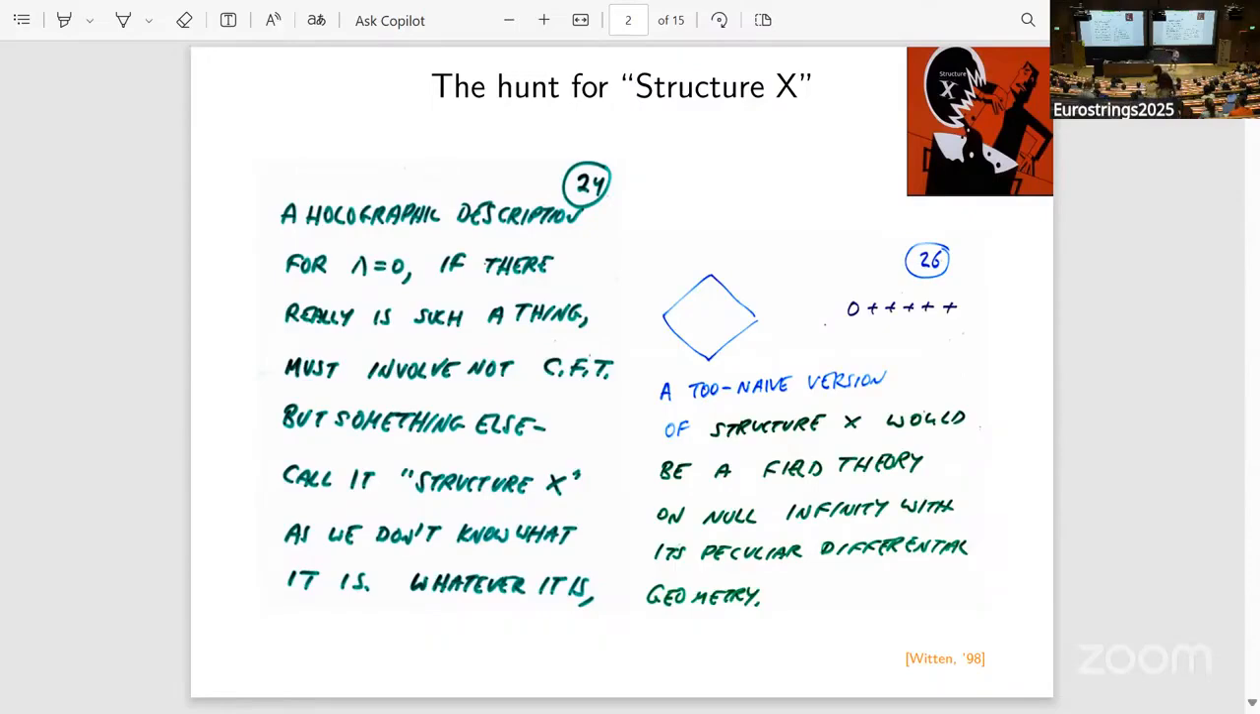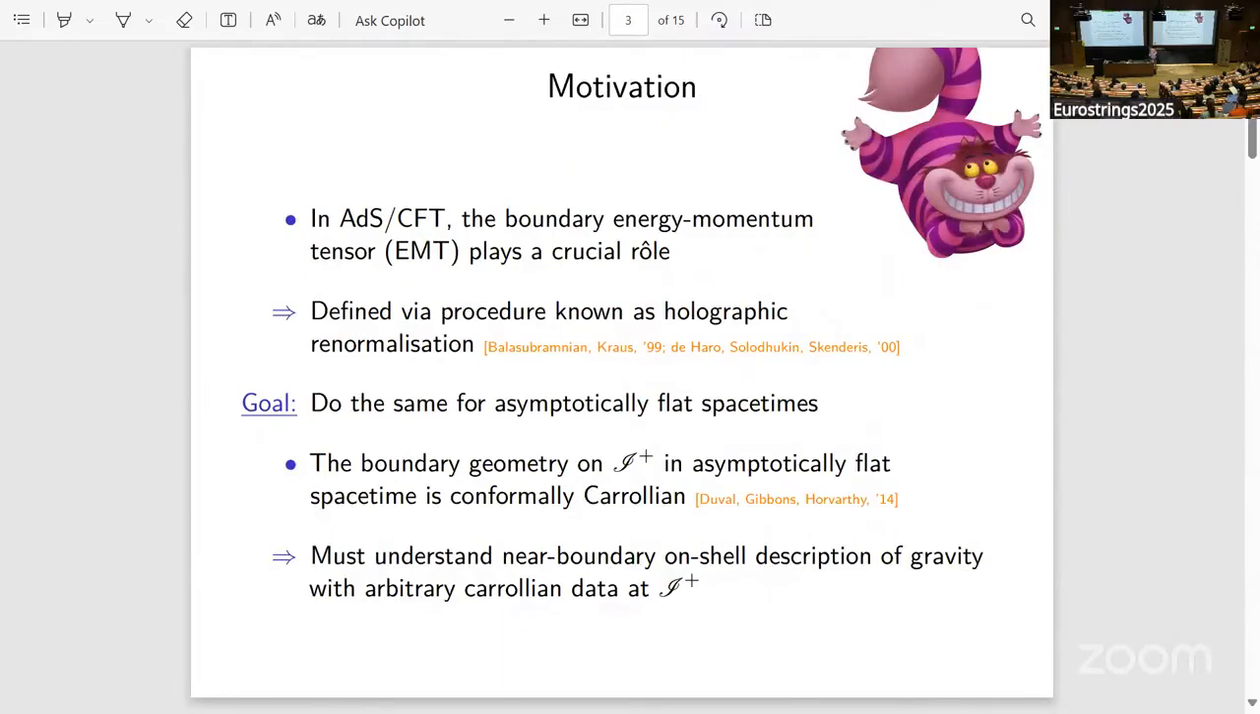So he says this funny thing that, okay, a too naive version of structure X, which is this putative dual to gravity in asymptotically flat spacetime, is some kind of field theory on null infinity with what he calls a peculiar differential geometry. And as we will see, this peculiar differential geometry is precisely what has now come to be known as Carrollian geometry.